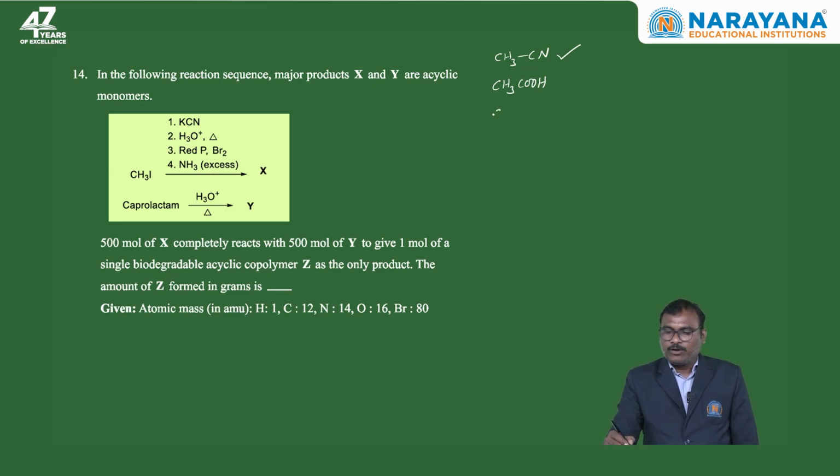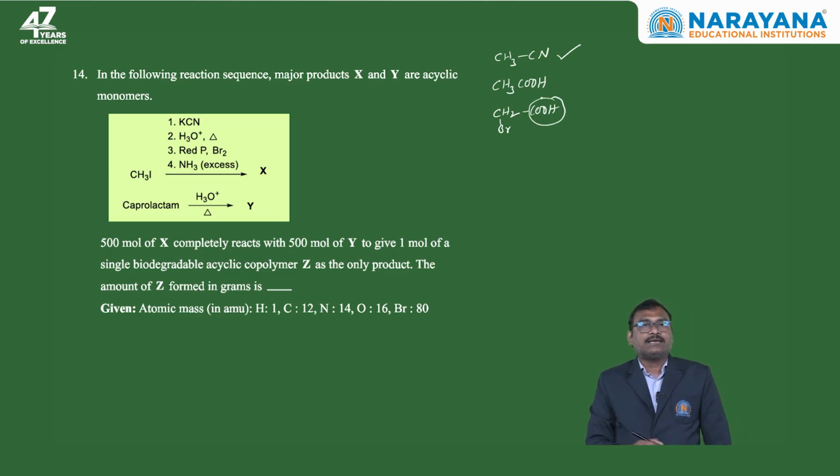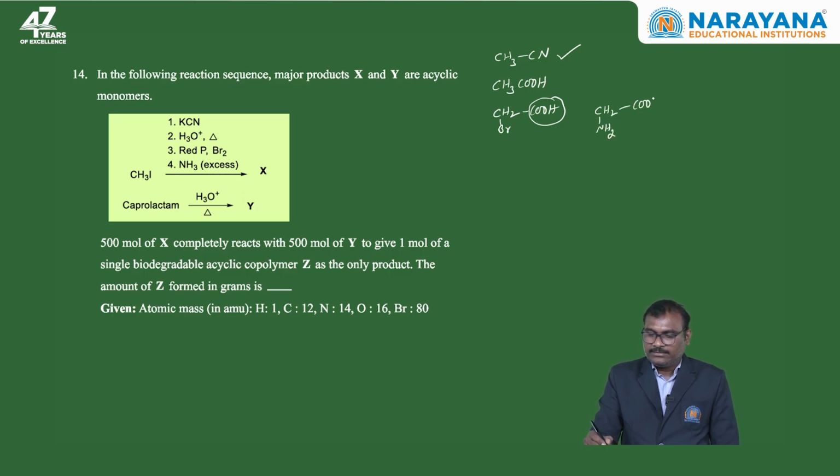On red phosphorus and bromine, which is the HVZ reaction, the Hell-Volhard-Zelinsky reaction, alpha bromination occurs, followed by excess ammonia. Why do they mention excess? If you do not mention excess, some of the ammonia is consumed by the acetic acid, and there is no SN2 mechanism. That's why, to get substitution at this position, we take excess. Let us say this is X.